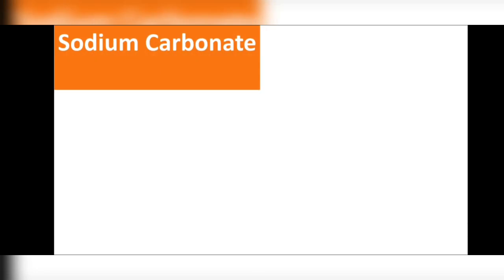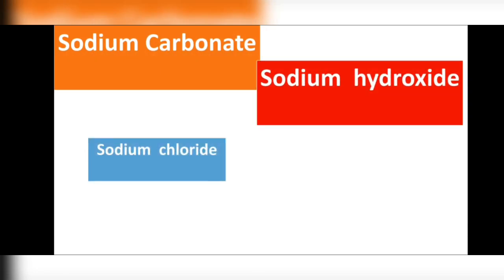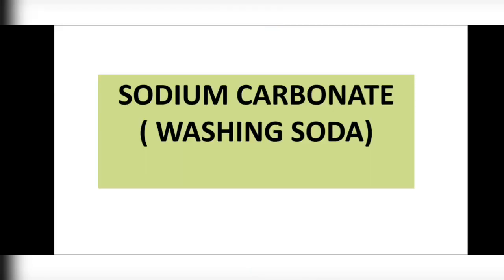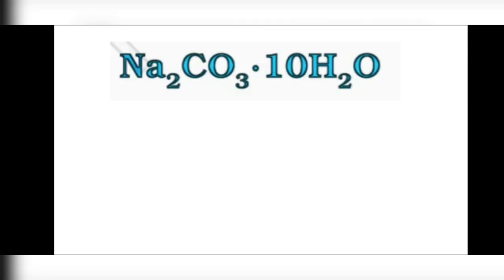The industrially important compounds of sodium include sodium carbonate, then sodium hydroxide, then sodium chloride, and then sodium bicarbonate. So these four are the industrially important compounds of sodium, and we'll discuss the large scale production of these compounds and their uses. Okay, so first we'll discuss sodium carbonate, that is also called washing soda. The formula of sodium carbonate is Na2CO3.10H2O.